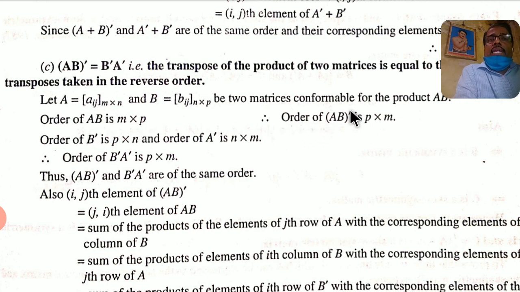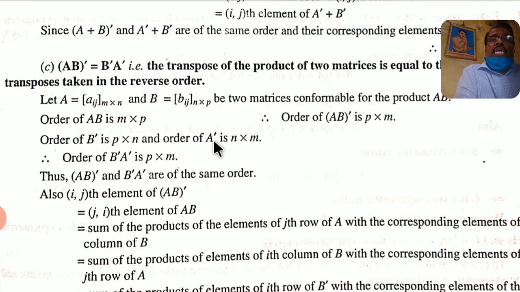The order of (AB)' is P cross m, because (AB)' is the transpose of AB, so its order is P cross m. Next, the order of B'. B is a matrix of order n cross P, so its transpose is of reversed order, that is P cross n. Similarly, the order of A' is n cross m, because A' is the transpose of A.